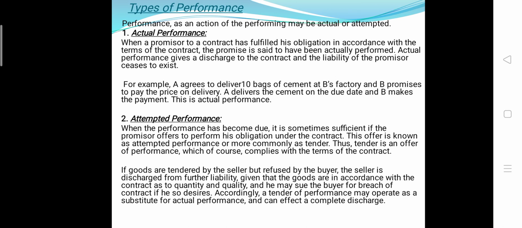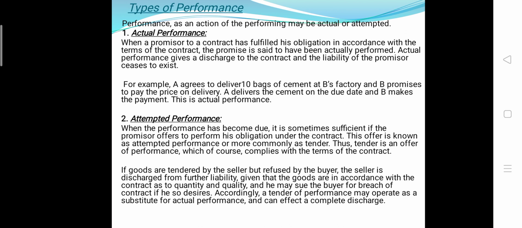Next, attempted performance. When the performance has become due, it is sometimes sufficient if the promisor offers to perform his obligations under the contract. This offer is known as attempted performance, or it is also known as a tender. Therefore, tender is an offer of performance which of course complies with the terms of the contract.